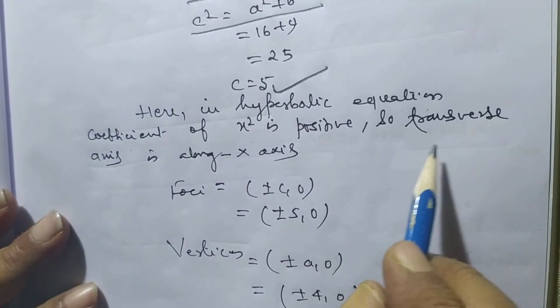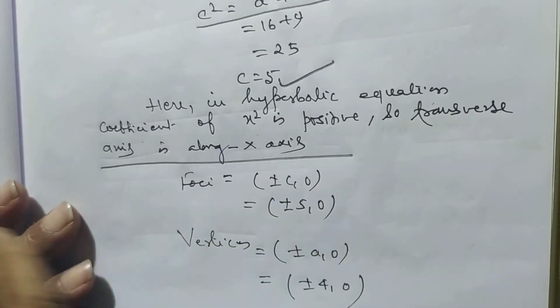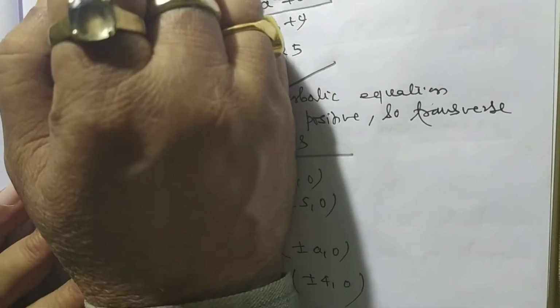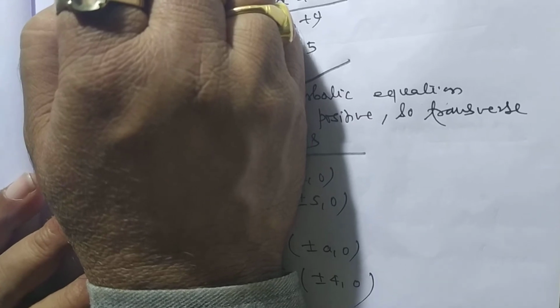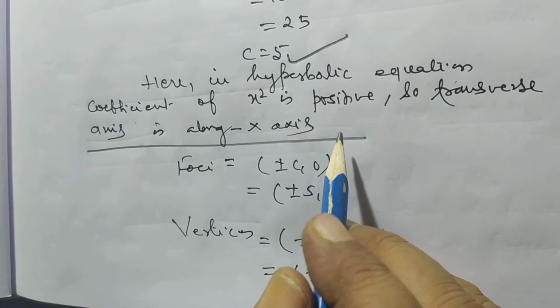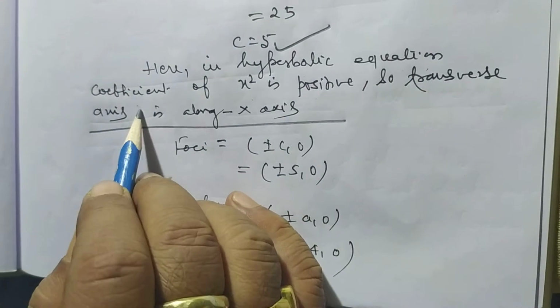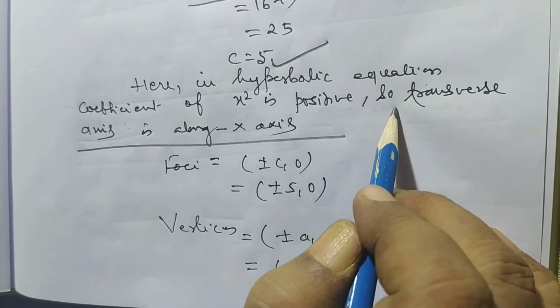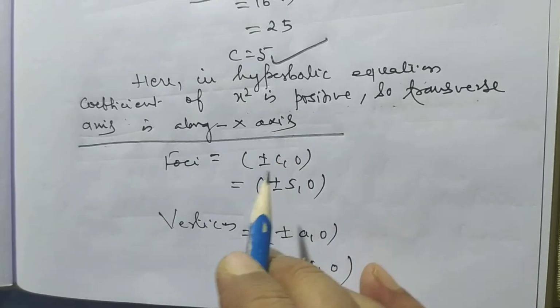Here in the hyperbola equation, the coefficient of x square is positive, so the transverse axis is along the x-axis. If the coefficient of x square is positive, that is, the denominator of x square is positive, then the transverse axis is along the x-axis.